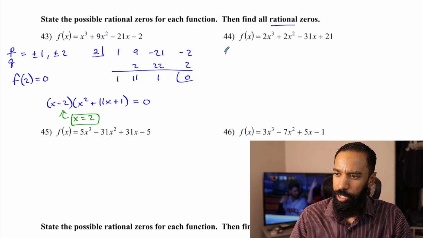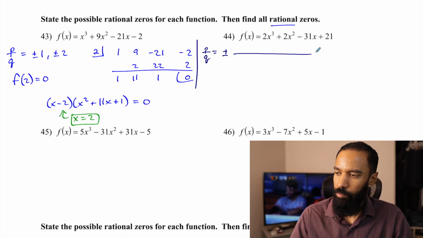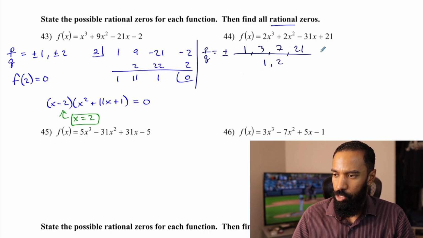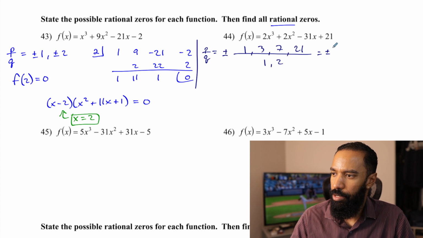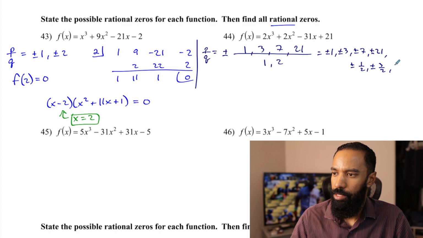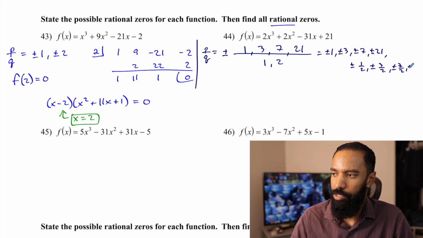Possible factors here. Your p's over q's in number 44 are plus or minus factors of 21 divided by factors of 2. So that'll give us plus or minus 1, 3, 7, and 21, and plus or minus those divided by 2. So plus or minus 1 half, 3 halves, 7 halves, and 21 halves.